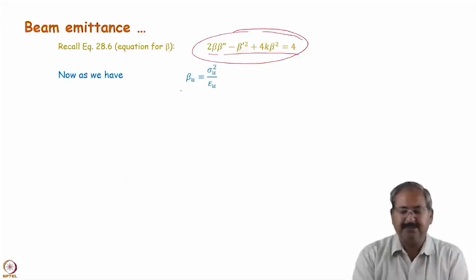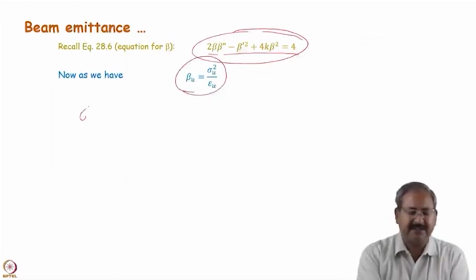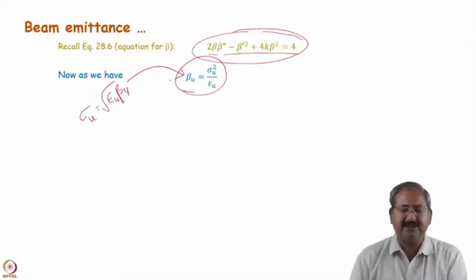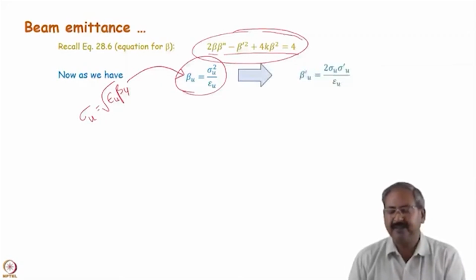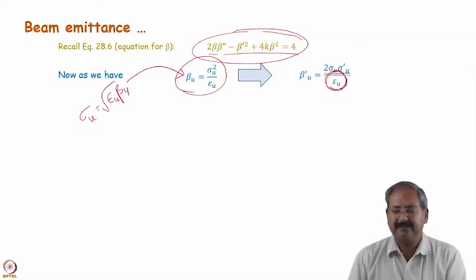So beta u is defined like sigma squared u, because we have seen that sigma u is the square root of emittance u times beta u. So this gives you beta u is equal to sigma squared u upon emittance u. U means either x or y. The formulation is the same for both planes. And beta prime u will be 2 sigma u sigma u prime upon emittance u. Emittance cannot be differentiated because it is a constant.